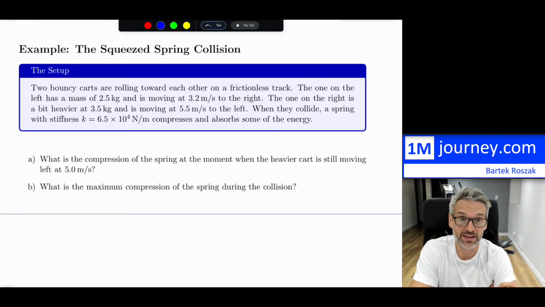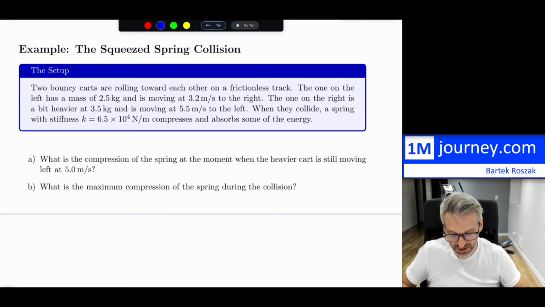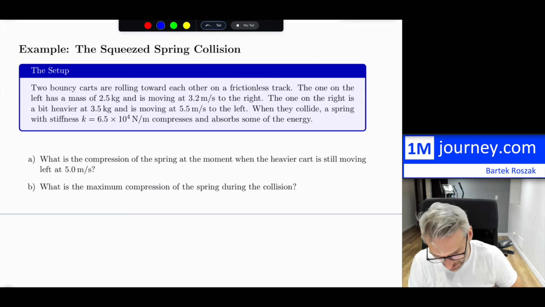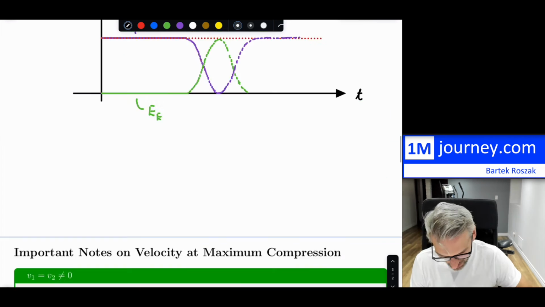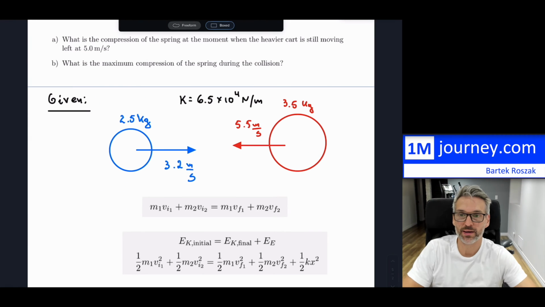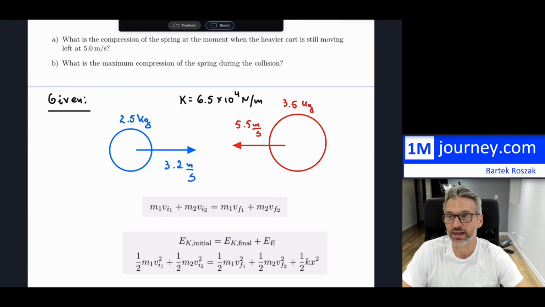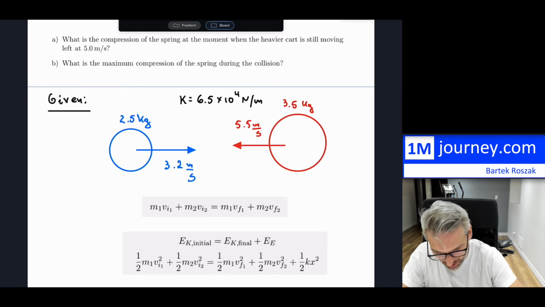Now, when they collide, there's some kind of a spring in between them, which has a stiffness of 6.5 times 10 to the 4 newtons per meter. So that's what the stiffness is. Let me just draw out, in fast forward fashion, what that setup is. So here's the setup that is coming in from the question, and this is what they're trying to ask us.